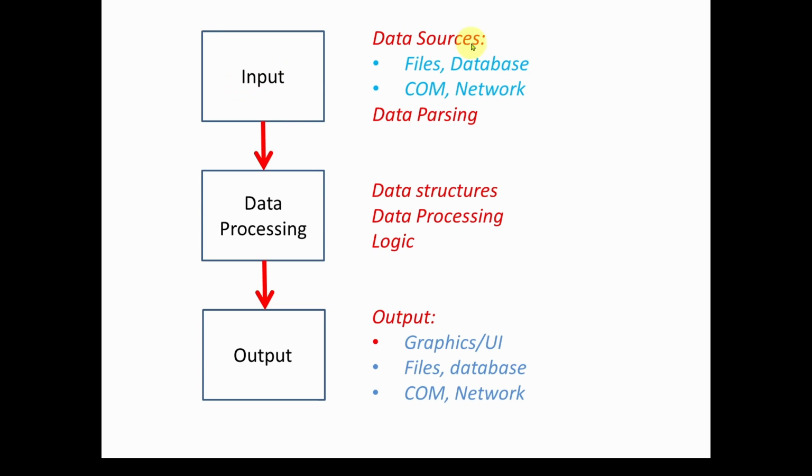So the input has different types of data sources like files or a database, or it might be data coming over a serial port or a network. And the part of the input is that you have to take that data, bring it in and parse it. And once you've got that data all parsed from whatever the input source is, you then send it to the data processing function, which has data structures. It does the processing, it does the logic that takes that data in a certain format and processes it as you want so that it's ready to output.